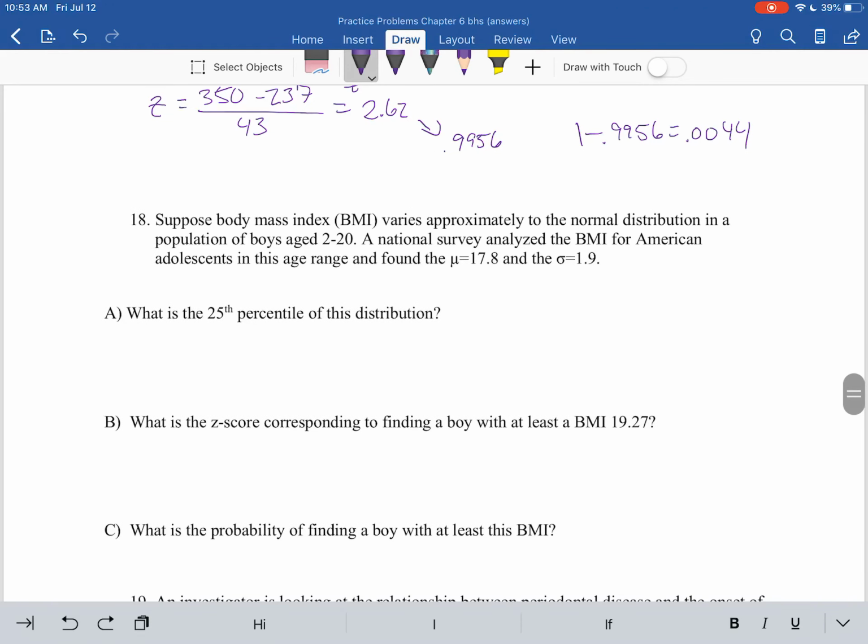Moving this along, number 18, once again, we're set up. Given a mu, given a standard deviation, and we want to find now what is the 25th percentile of this distribution. So remember, now we're trying to find an x value at the 25th percentile. So x is going to equal, if you want to think of it, our z at the 25th percentile times the standard deviation plus the mean. Well, z at the 25th percentile is going to give you a negative 0.67 times our 1.9 standard deviation plus our mu of 17.8. Put this all together and you're going to get a value of 16.527. And that is the value of x at the 25th percentile.